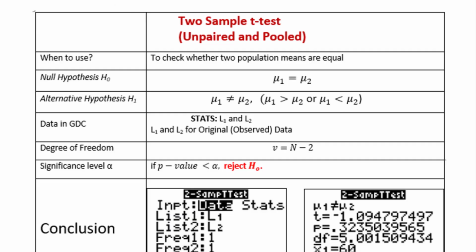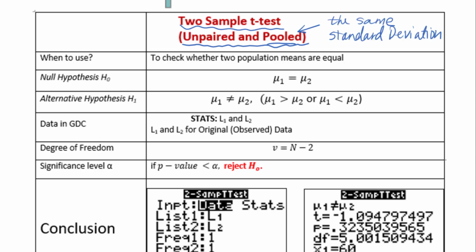This video is about review for two-sample t-test. In IB Math AI SL level, it's always unpaired and pooled. Pooled means we assume two groups have the same standard deviation. Two-sample t-test is to check whether two population means are equal.